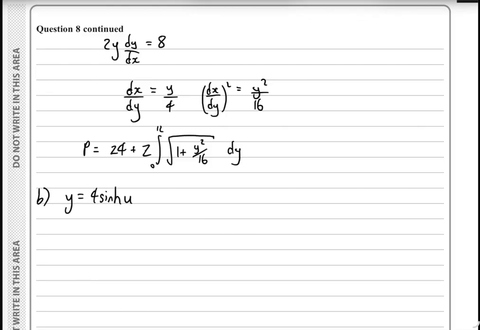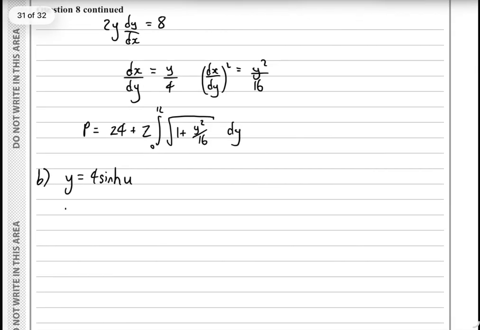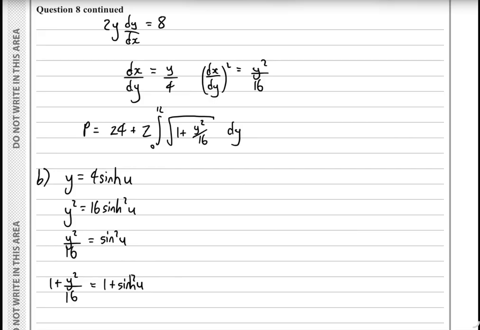Okay, I'm going to do a bit of manipulation rather than just dropping that straight in. y squared is 16 sin squared u. So obviously y squared over 16 is equal to sin squared u. 1 plus y squared over 16 is equal to 1 plus sin squared u, and that equals cosh squared u. So the square root of that equals cosh u.